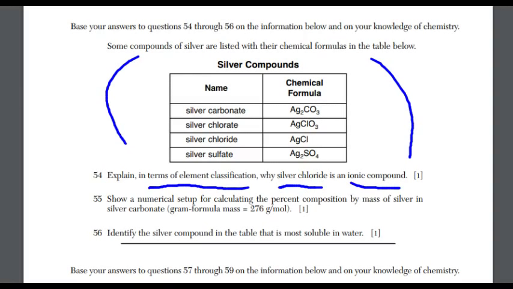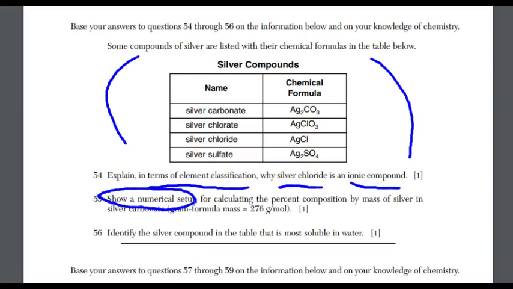So element classification. Don't forget there's a third group. Those are your semimetals or metalloids. Make sure you know where they are on the periodic table. Memorize them. All right, for 55, we're doing a numerical setup. What that means is we are going to plug the numbers into an equation. We don't have to calculate the answer. We just have to show the work.